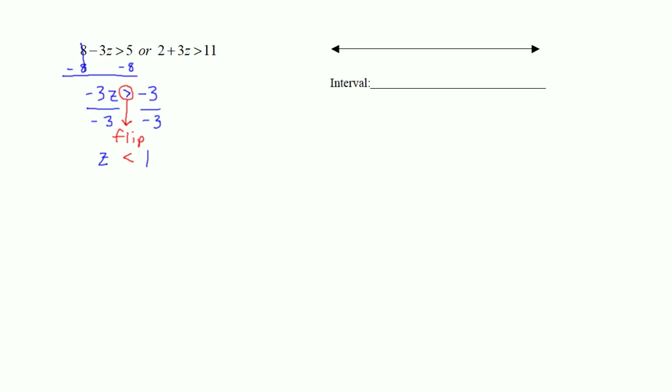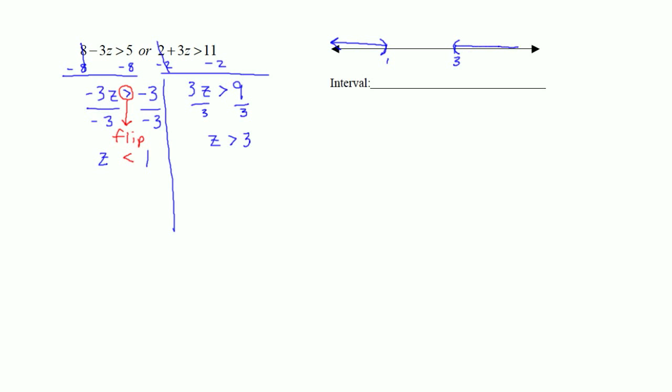Going on to the second inequality, subtract 2 from both sides. It's getting a little crowded here, so I'll let it move over just a bit. That gives us 3z is greater than 9. Divide both sides by positive 3. I don't flip the inequality symbol this time because I'm dividing by a positive number, so I get z is greater than 3. Again, marking both of these numbers on the number line. z is less than 1, that goes to the left. z is greater than 3, that goes to the right. And because this is an or, we take a union, which means we want to include both of these disjoint intervals in our solution set.